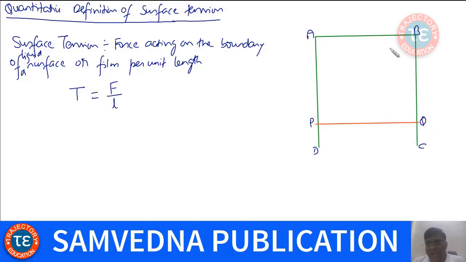Now, this frame and this slider form a kind of loop, and let's dip this loop in a soap solution. A film will be produced when you dip it into the soap solution, bounded by these wires. These are all fixed, but this is movable. So this film will apply force on this PQ. Suppose this PQ is light, meaning its mass is negligibly small.